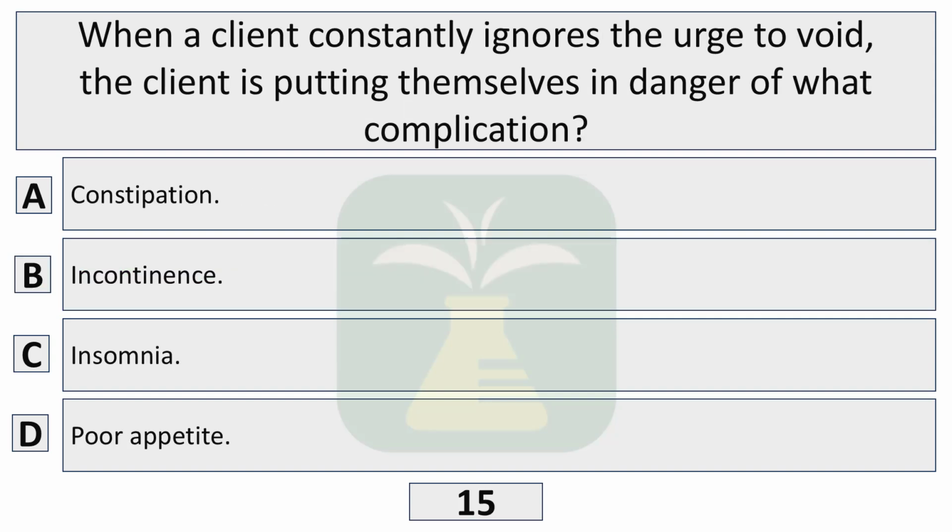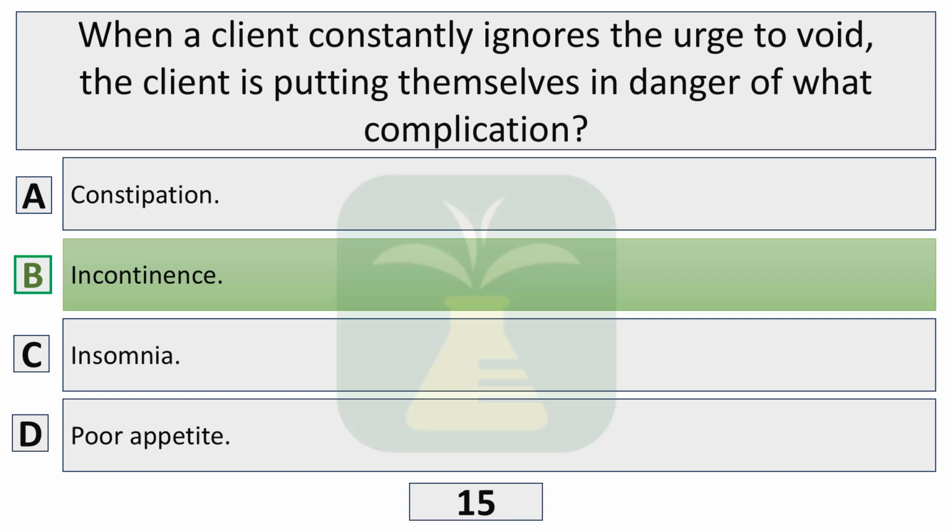When a client constantly ignores the urge to void, the client is putting themselves in danger of what complication? A, constipation. B, incontinence. C, insomnia. D, poor appetite. Correct answer, B. Incontinence. Incontinence can occur if the bladder becomes too full and is unrelieved.